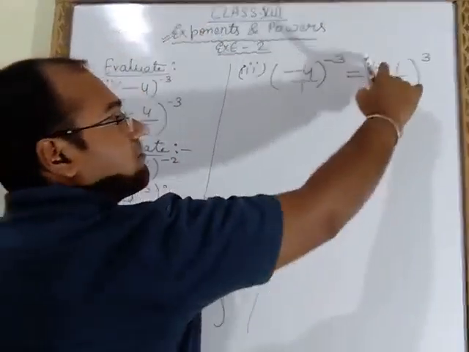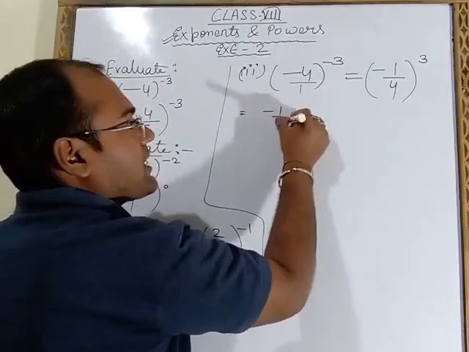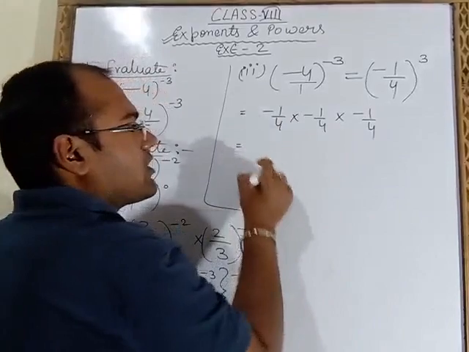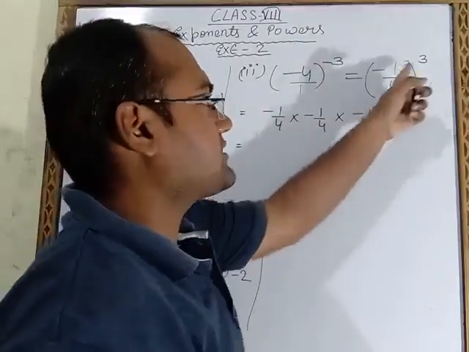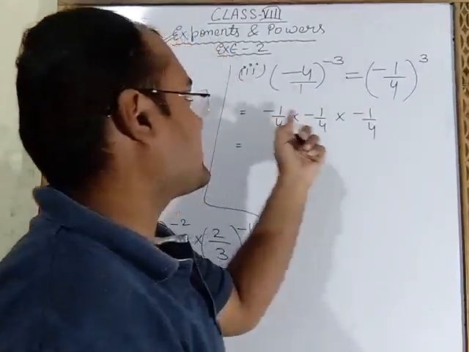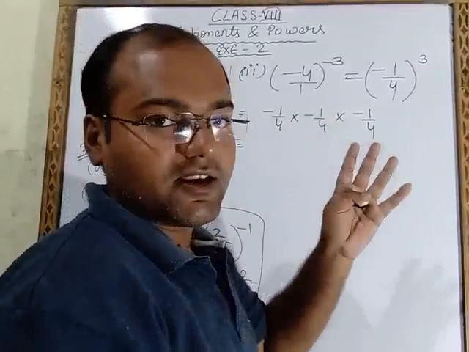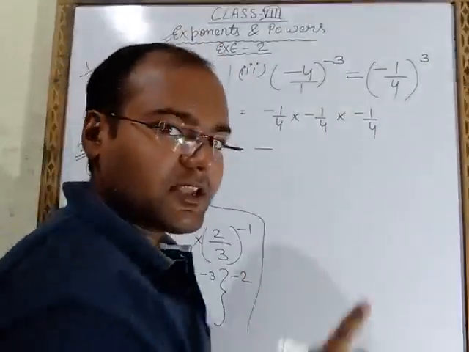Now minus 1 upon 4 power 3. That means we have to multiply 3 times. Minus 1 upon 4, minus 1 upon 4 and minus 1 upon 4. How many minus signs are coming? 3 minus signs are coming. As the power is 3, that means minus will be 3 times. So odd number of minus signs are there. Odd. 3 is an odd number. That's why in the answer you have to take minus sign.